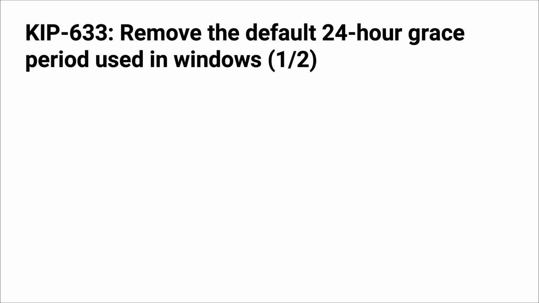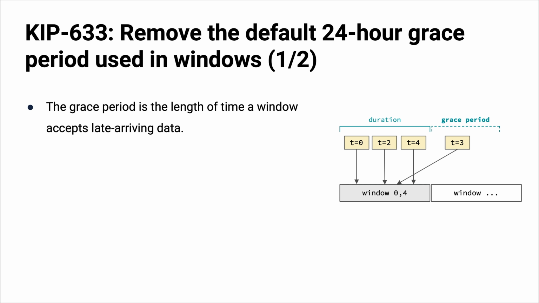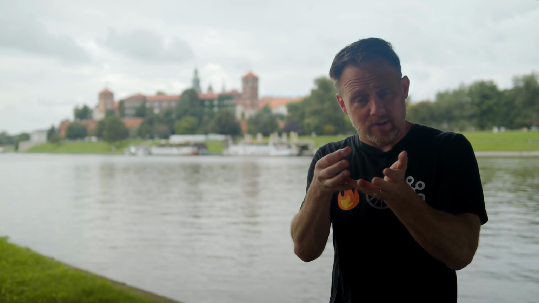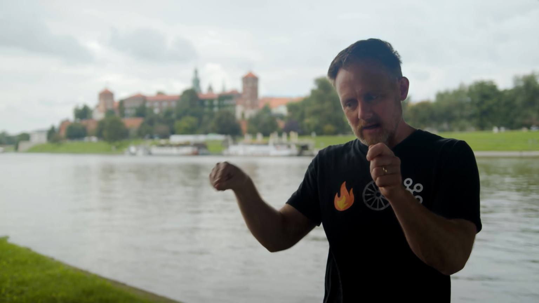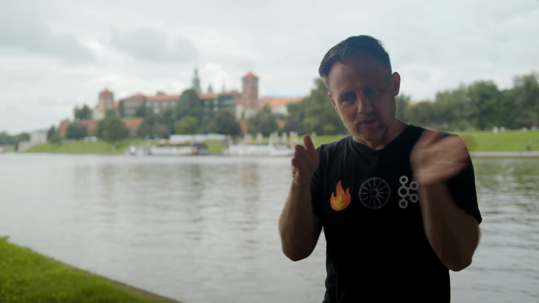And now we have KIP 633, which is removing the default 24-hour grace period for Windows. Now, when you've got Windows defined, we always have to deal with the possibility of late arriving data. So a window closes, but if there's timestamps in the message, that message time or event time may be out of order. And so you may have an event arriving after a window has closed whose timestamp suggests it should have been in the previous window. If so, you have to recompute results for that previous window.